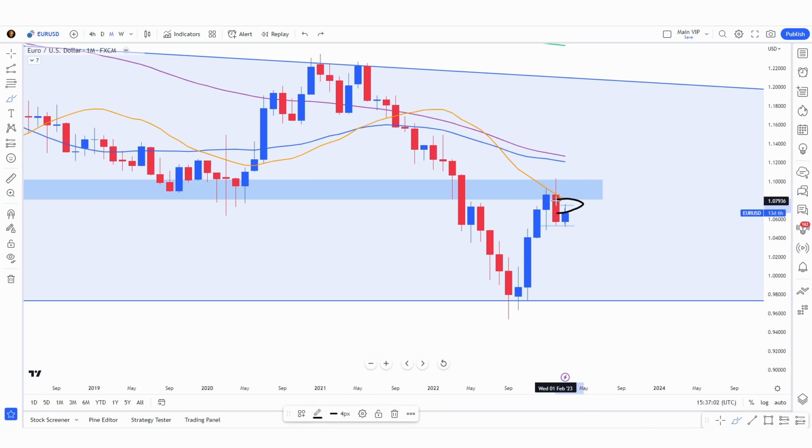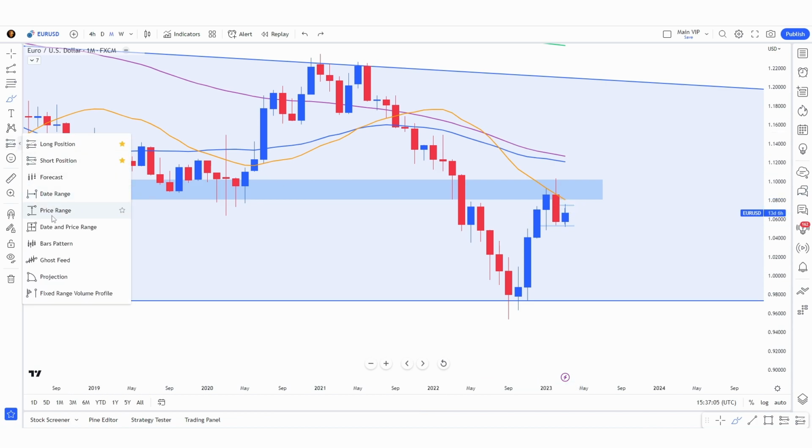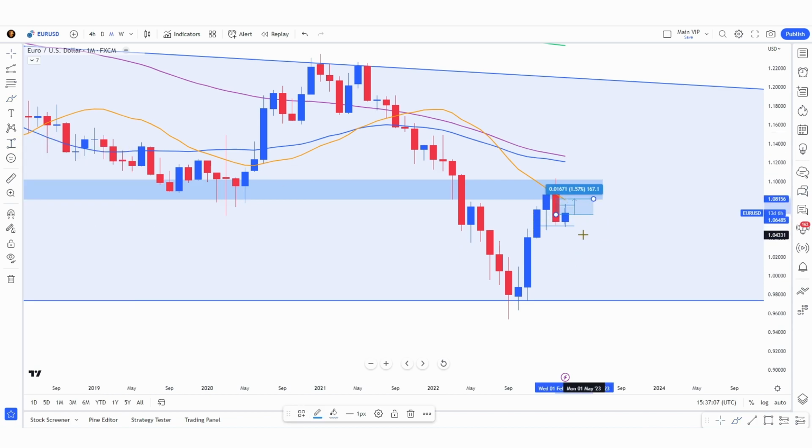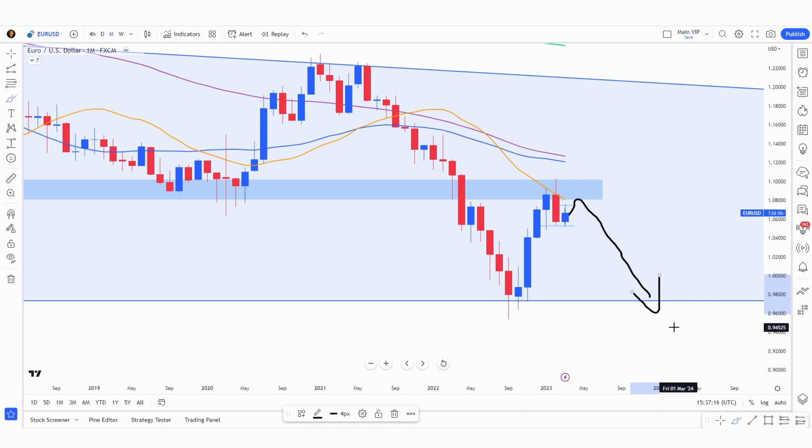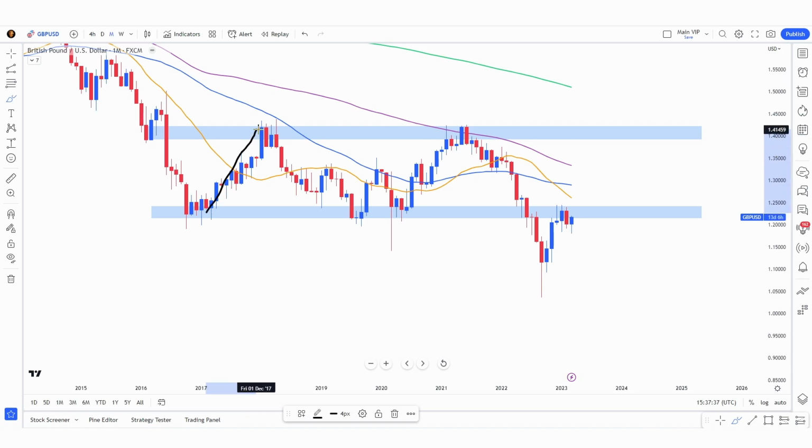So maybe this space over here, this place for movement, let's just take a look, around 160, 150 pips, I would say. But after that, there might be a strong rejection back down to continue its higher time frame bearish trend. So a very similar scenario on GBPUSD.